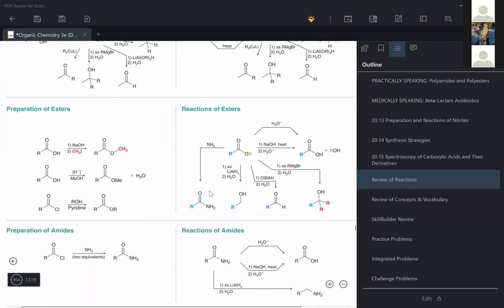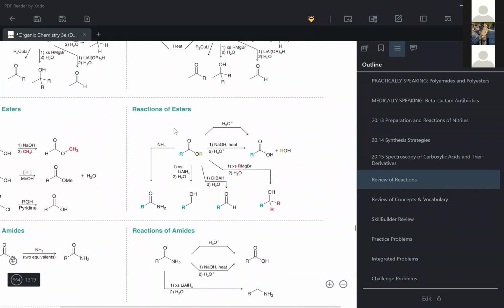So esters are slightly different, but more or less very similar. Ammonia makes an amine. LAH gives a primary alcohol. DIBAL is the equivalent of that, and makes the aldehyde. Grignard, double addition. I don't think cuprates work on esters, that's why it's not included here. And then you have base hydrolysis here. These are two methods to do hydrolysis. You could either do acid catalyzed hydrolysis of an ester or base catalyzed hydrolysis of an ester. Both lead to the same product, a carboxylic acid.